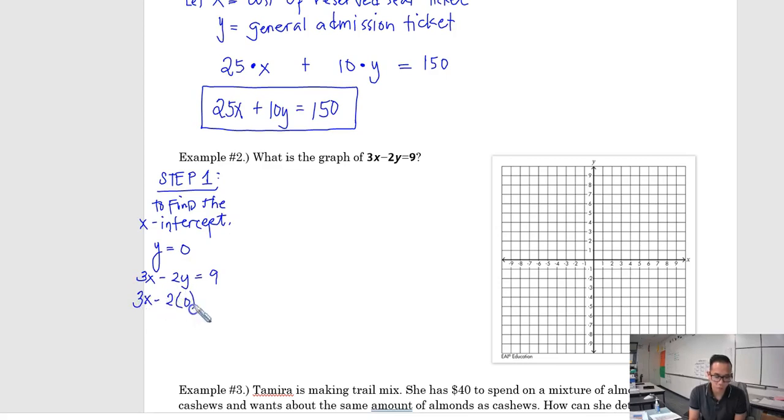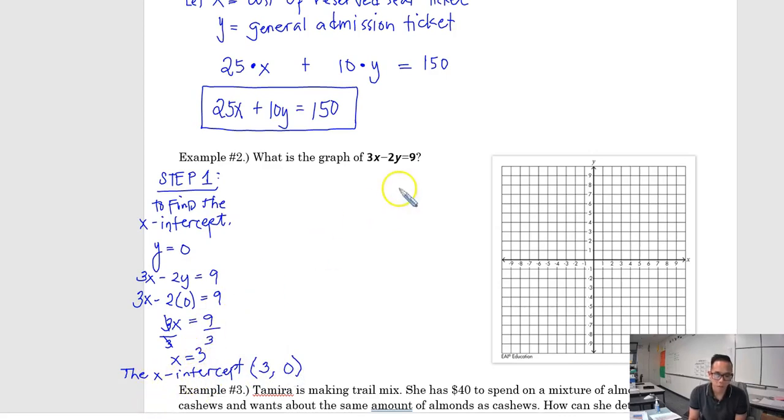3x minus 2 times 0 is equal to 9. Of course, 2 times 0 will give you 0, so that is 3x is equal to 9. Divide both sides by 3. Therefore, your x is equal to 3. Therefore, the x-intercept is 3, the value of x, and then the value of y is 0.